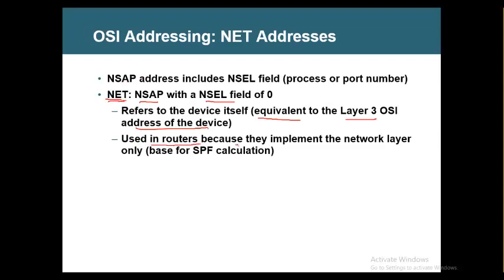Used in the router because they implement the network layer only, based on shortest path first. So see, this is not a layer 4 protocol. In a layer 4 protocol, you have TCP, you have UDP to provide reliability. Because this is working at layer 3 level, there is a need for some IDs. That's why they use the N selector, NSAP.